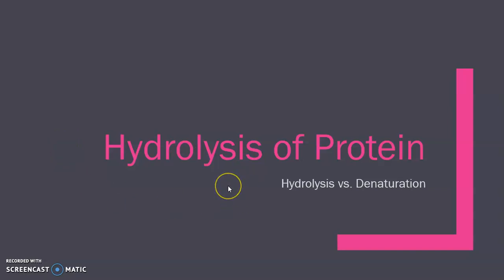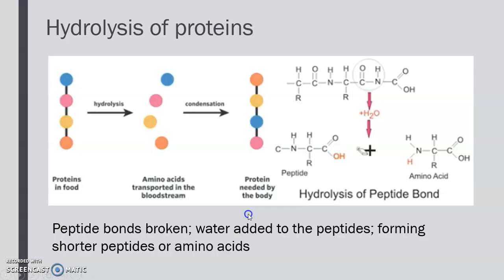So in this session, our major goal is to be able to distinguish the hydrolysis of protein versus the denaturation process of protein. Okay. So hydrolysis, we talked about before, when amino acids come to form polypeptides and therefore become a protein, the process is called condensation reaction, right? So hydrolysis is the reverse of condensation reaction.